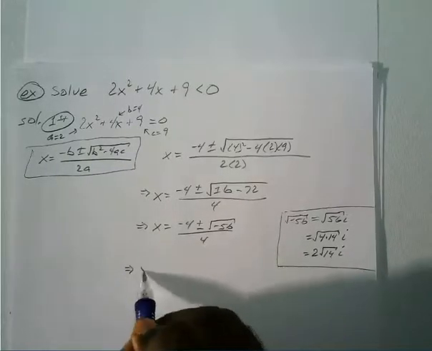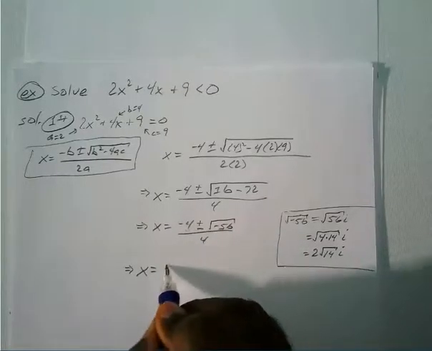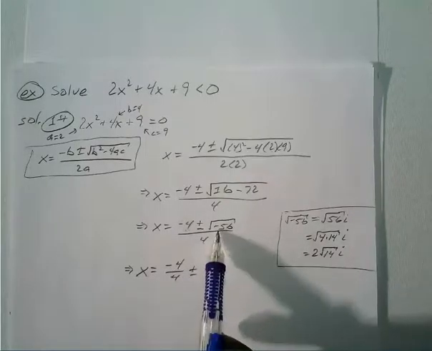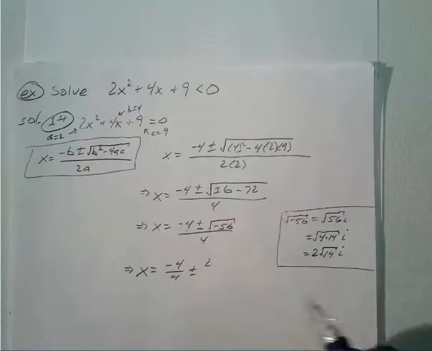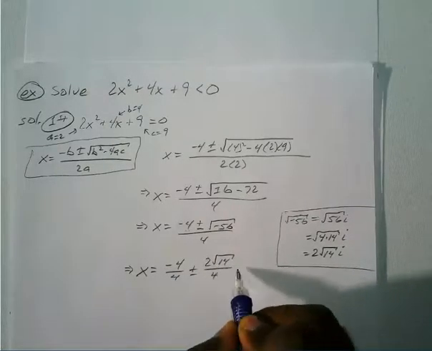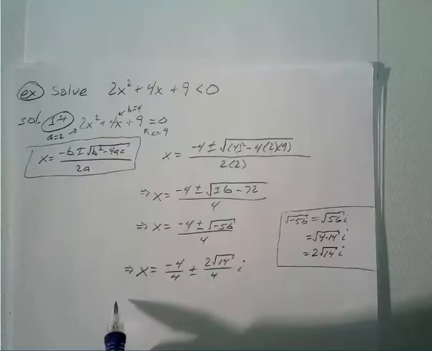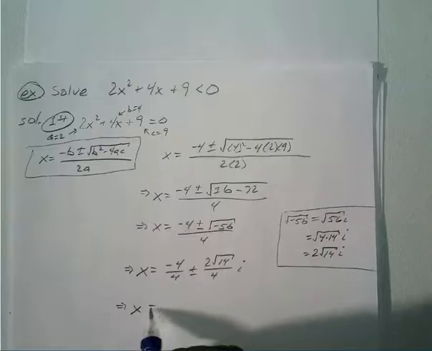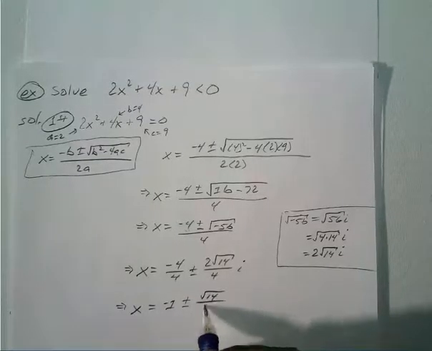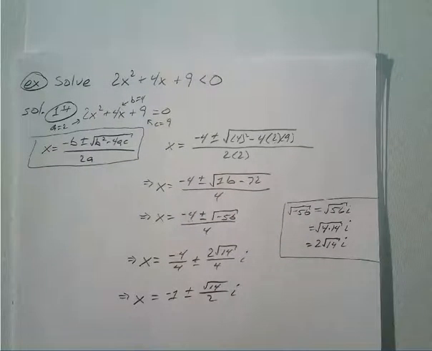Okay, so this gives us x equals, if we separate those two, negative 4 over 4 plus or minus, instead of the square root of negative 56, we have 2 square root of 14 over 4 i. So if we simplify those, it really just gives us x equals negative 1 plus or minus the square root of 14 over 2 i. Alright.